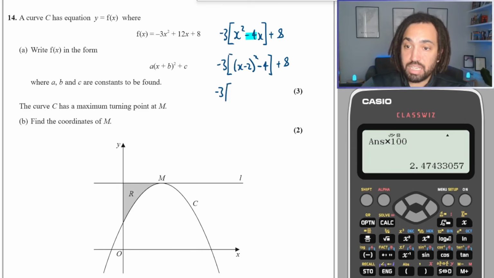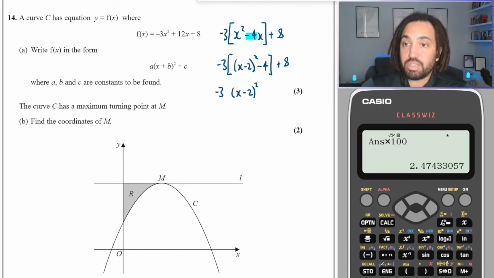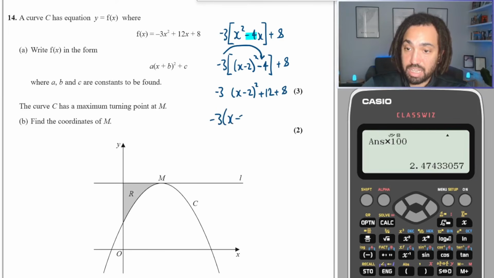Okay, so a real key skill is to be able to complete the square. And then what we need to do, I got distracted, is multiply through now by minus 3. So multiply out the square bracket. So the minus 3 times this, and the minus 3 times the minus 4 to get plus 12, plus 8. So we have minus 3, (x minus 2) all squared, plus 20.